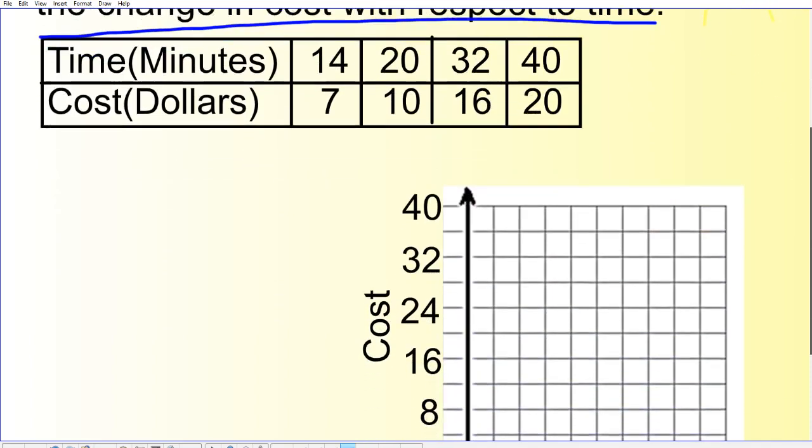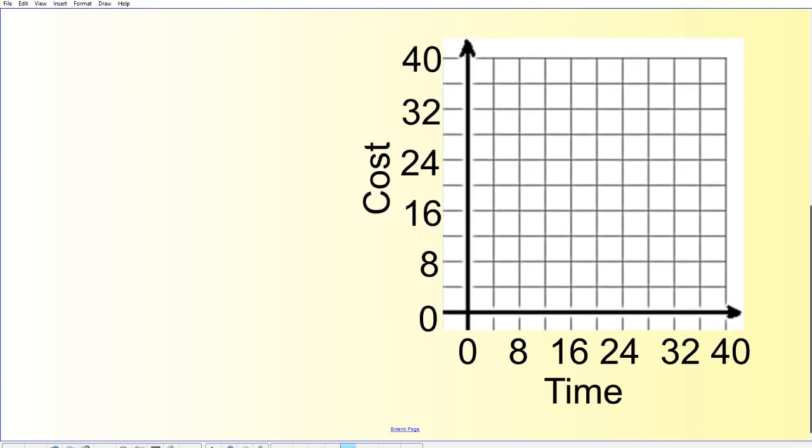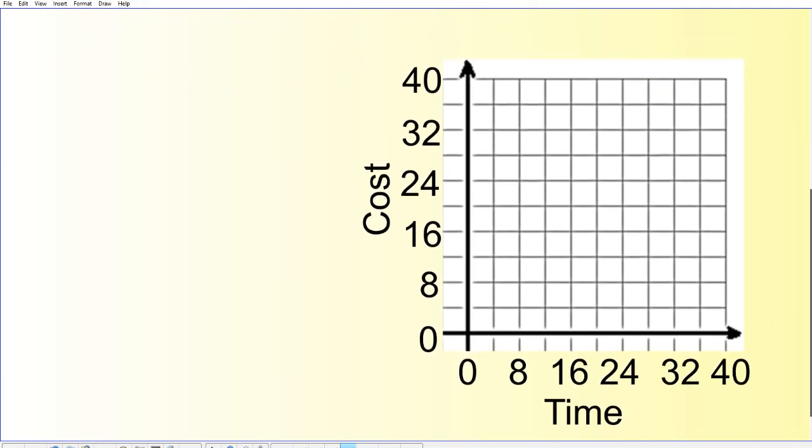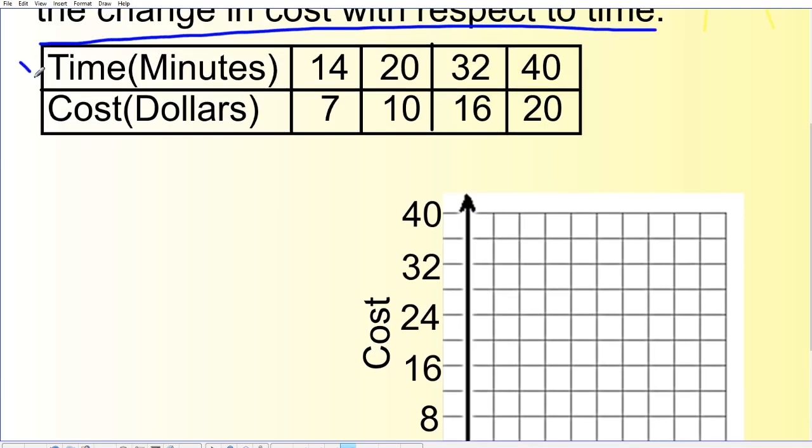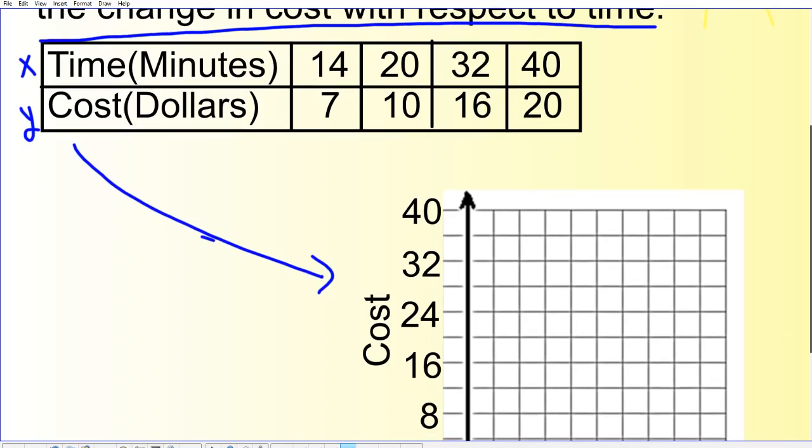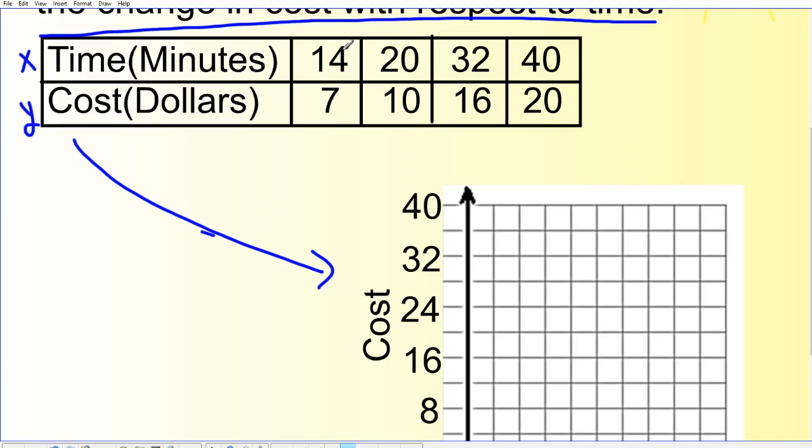So let's see. We're going to graph the data. So I've got time and cost. That makes sense because the first variable is your x variable. So it goes on the x-axis. The second one's the y variable, so it goes on the y-axis, just like we have it labeled here. So I need in 14 minutes, they charge you $7.